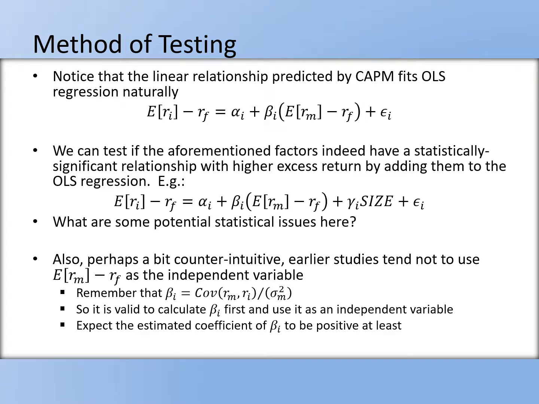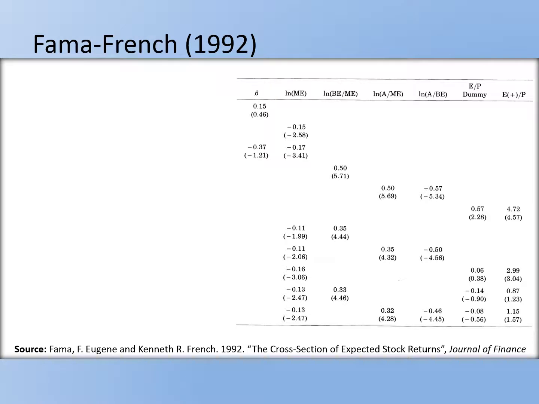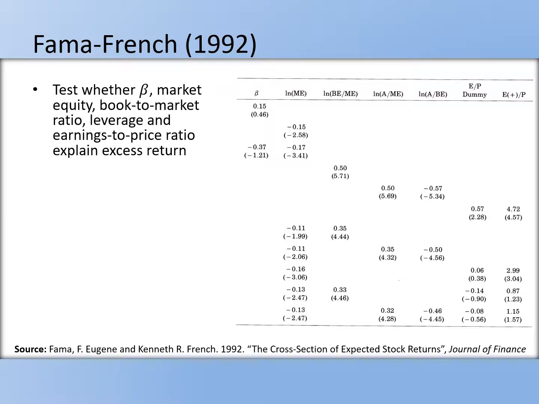Okay. All right. So the first paper I'm going to show you is Fama-French 1992. Now this is not the paper of the Fama-French three factor model. That's the next paper. This paper comes before it. So Fama-French 1992. The paper title is The Cross-Section of Expected Stock Returns. What they want to do is test whether beta, market equity, book-to-market ratio, leverage, and earnings-price ratio explain excess return, right? So here you can see these are the independent variables, and beta is here. So this is one example where beta is calculated and used as an independent variable, right?